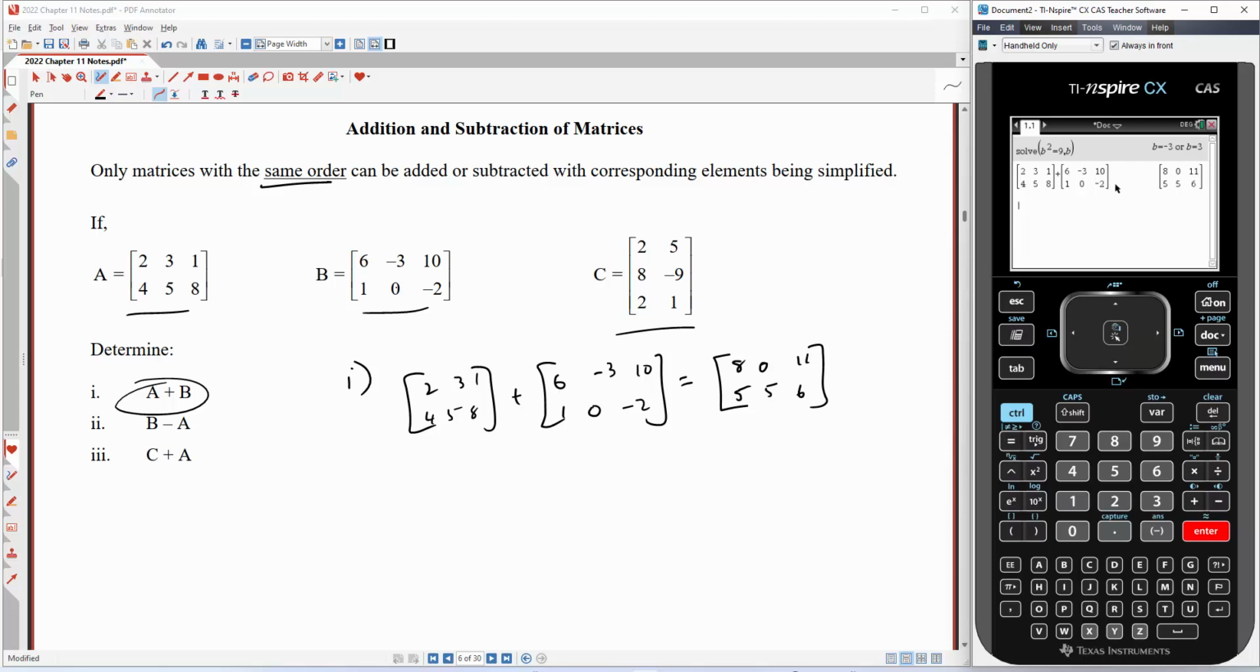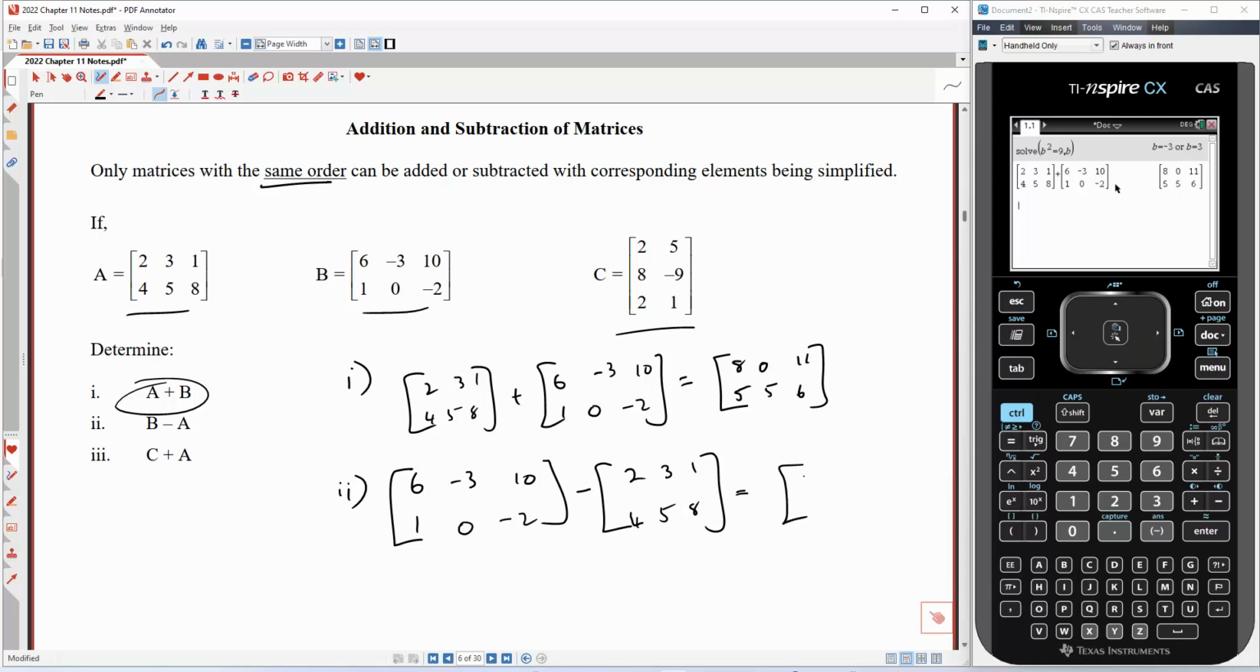All right, now we're going to do B take A. So we'll write down B, which is 6, -3, 10. So this is question 2. And 1, 0, -2. Subtract 2, 3, 1, 4, 5, 8. Okay, so all we do this time is subtract corresponding elements. So 6 take away 2 is 4. -3 take 3 is -6.